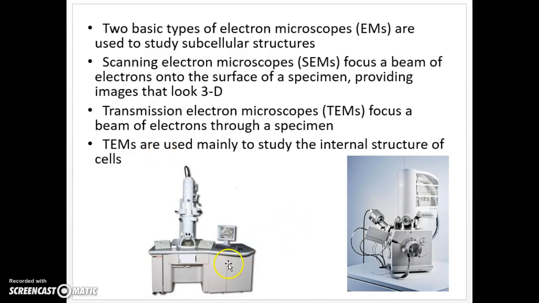To get down to that smaller level to look at organelles, we have two basic types of electron microscopes, and we abbreviate that with an EM. We have a scanning electron microscope, or an SEM, which focuses a beam of electrons onto the surface of what you're looking at, and it gives you an image that looks 3D, and that's the one here on the right. There's also a TEM, which is a transmission electron microscope, and that focuses a beam of electrons through the specimen. This is what's used more to study the internal structure of a cell, and it's a larger piece of machinery like you see here.